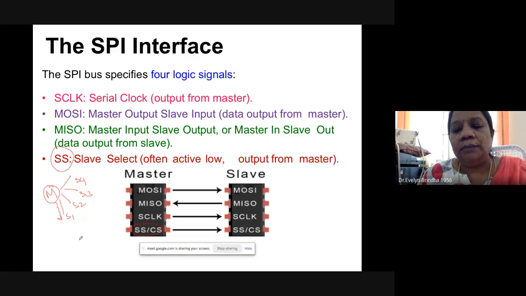The other name is chip select. That is why it is written CS. Chip select or slave select. Slave select or chip select. Clear, ma'am?